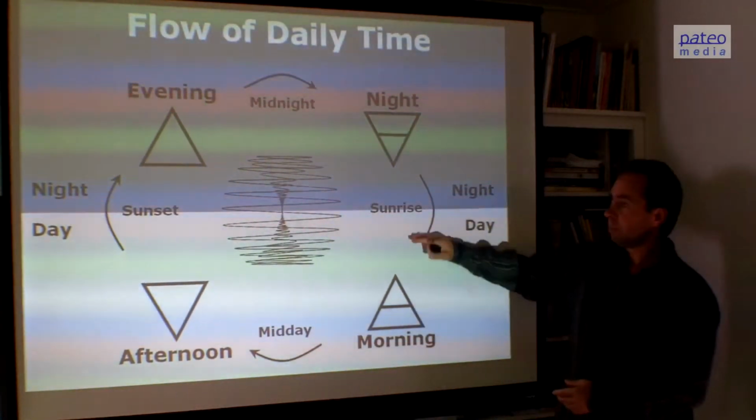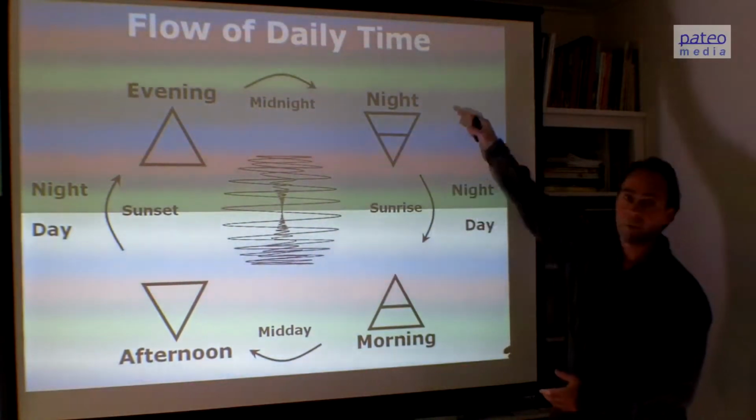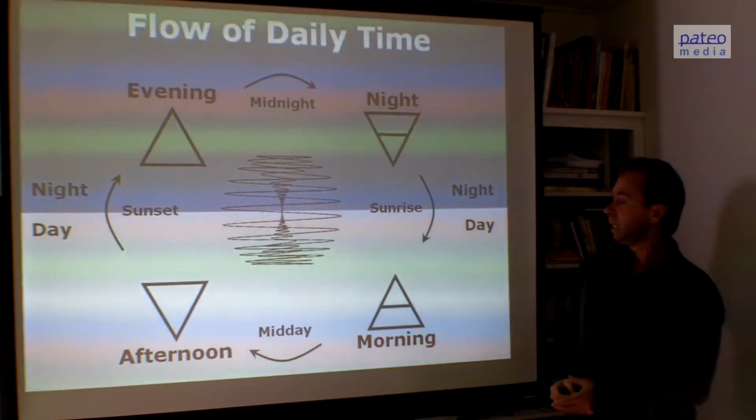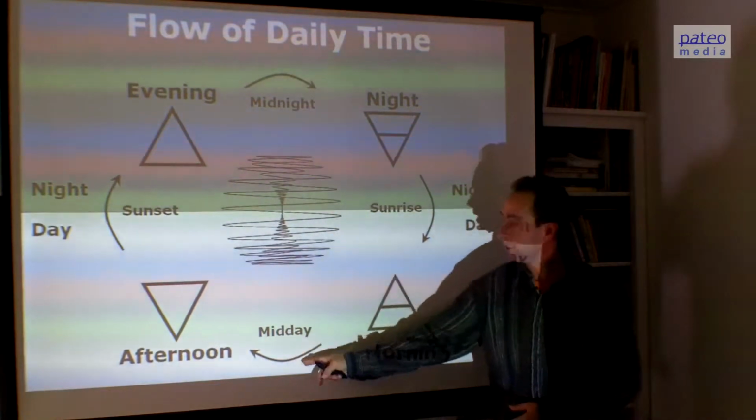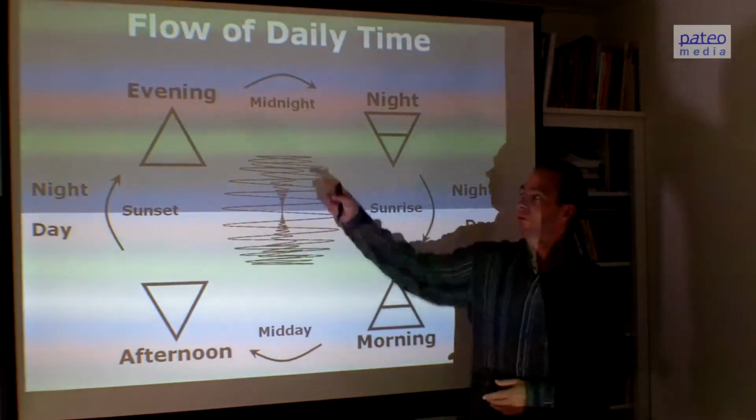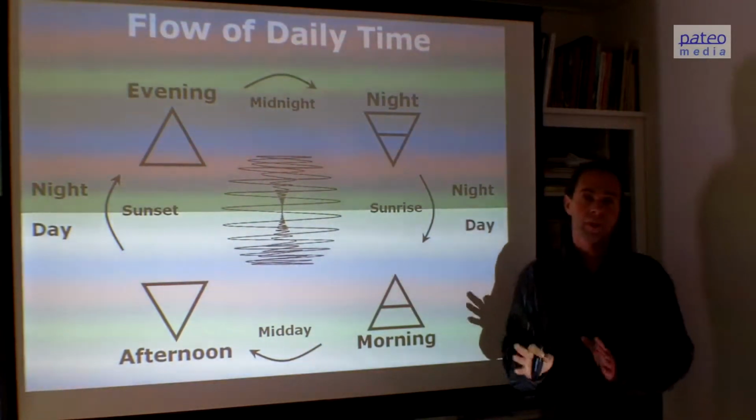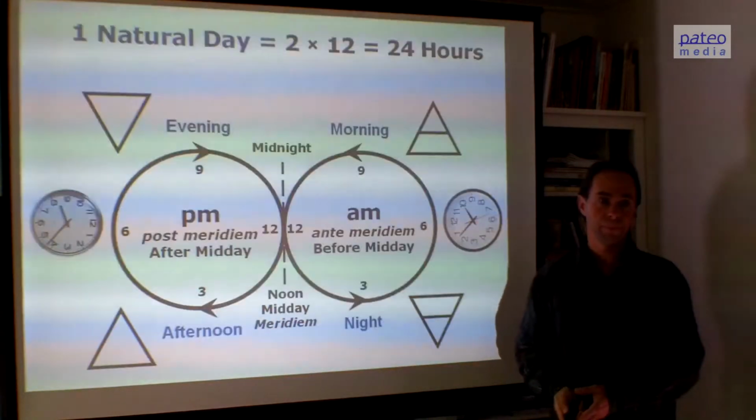This part, the light part, is the day part, and the dark part is the night part. In the middle of the day part, we find the midday. In the middle of the night part, we find the midnight. This is common sense to everyone.